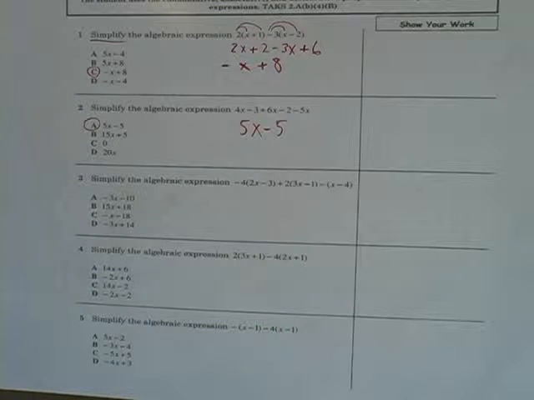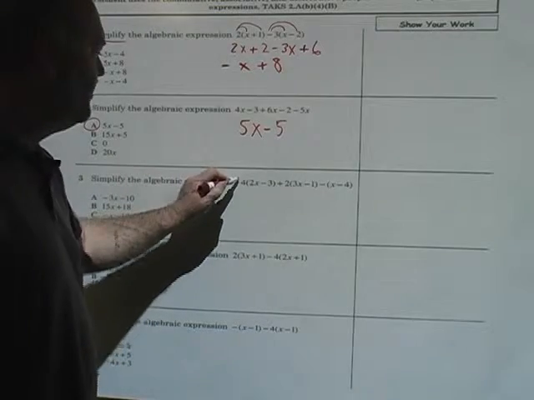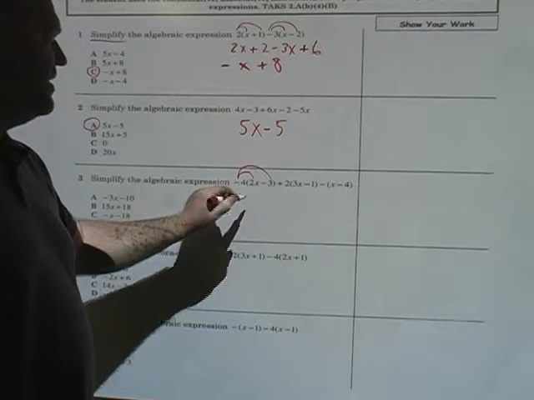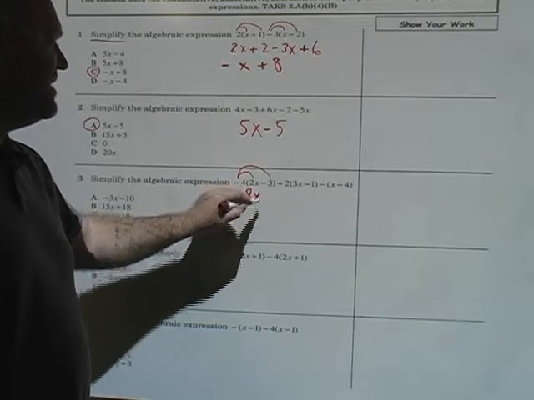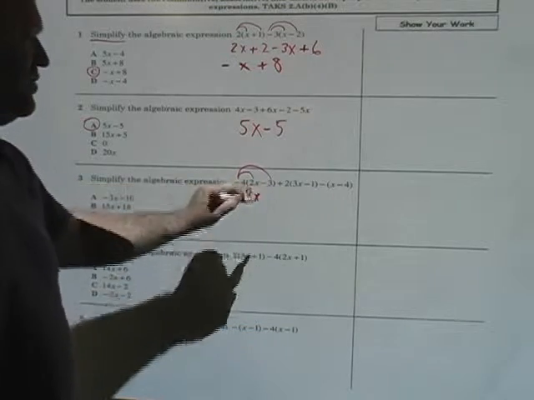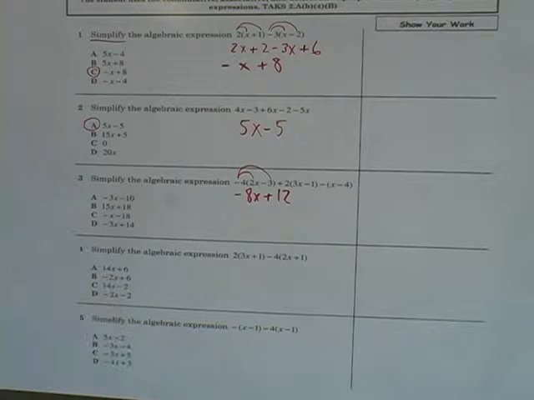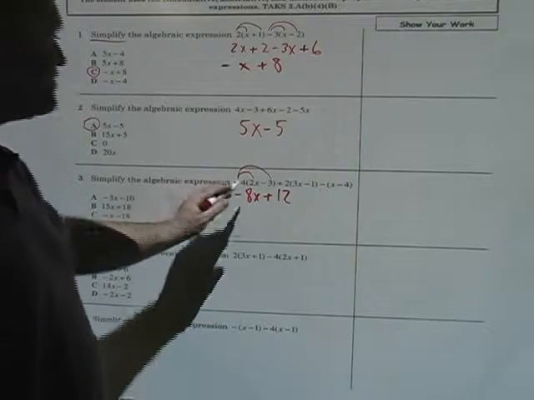Okay. Number 3. Negative 4 times 2x, negative 4 times negative 3. Negative 4 times 2x is negative 8x. Negative 4 times negative 3 is a positive 12. Again, if you're not sure about the sign number rules, use your calculator. Okay? I'm not one for memorizing rules for sign numbers, because you can use your calculator on the tax test. So let the calculator do the work for you.